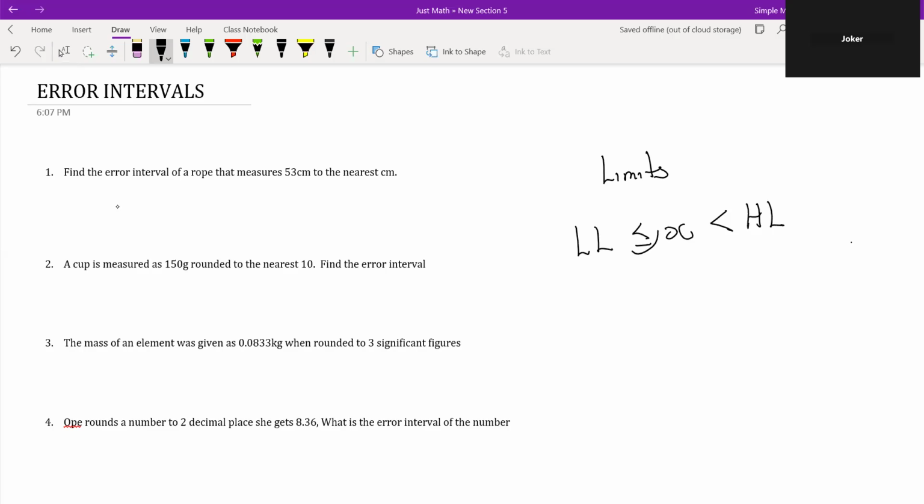This one is usually less than or equal to, and this one is just less than. There's no equal to here. So x means it could be any value within this range. Now let's actually answer the questions.